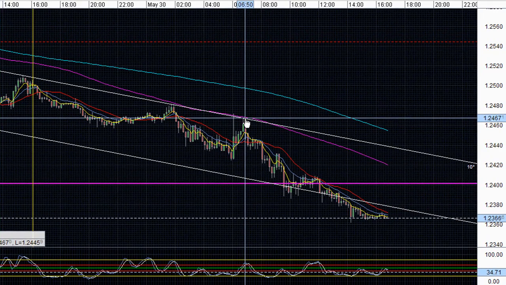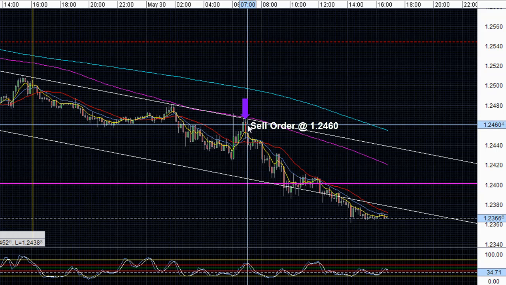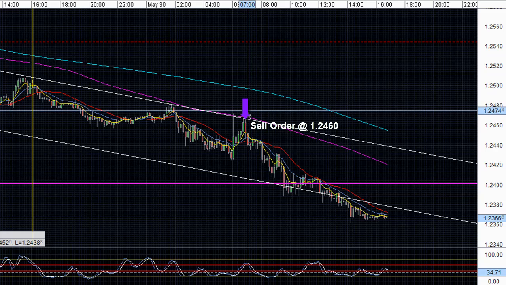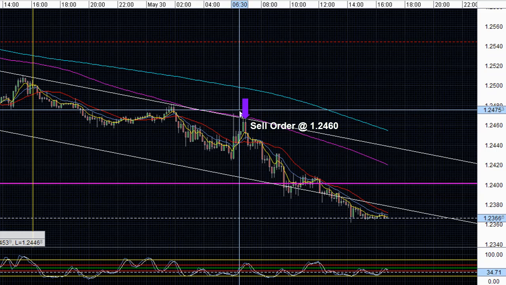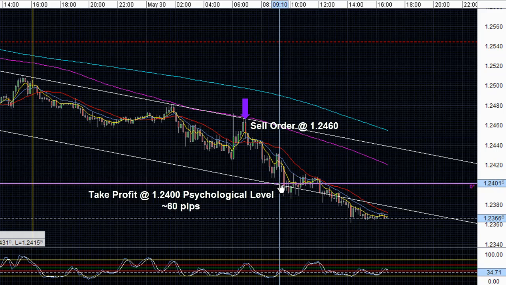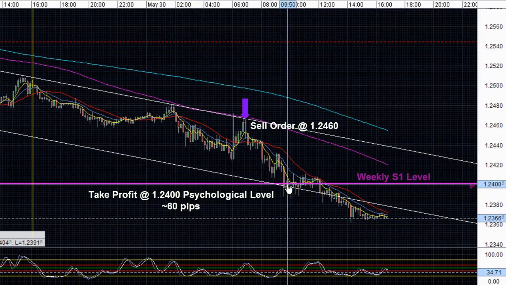So with that being said, if I was in front of my platform at this time, then I would have placed a sell order around 24.60 upon bearish confirmation, and I would have placed my stop loss order on the other side, a few pips above this resistance here at around 24.74. And then I would have taken this trade and taken my profit when price had reached this 24.00 psychological support, which was also where my weekly S1 support level was located. So then this trade entry here would have resulted in a 60 pip gain.